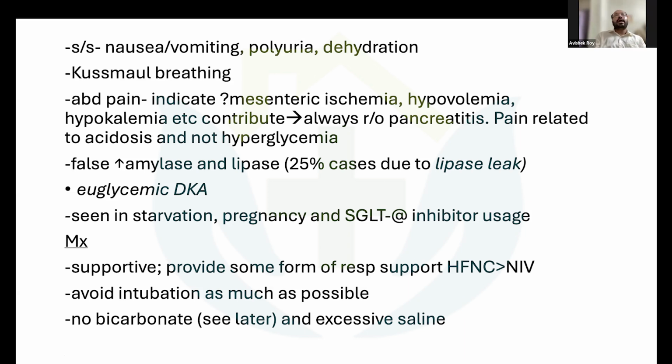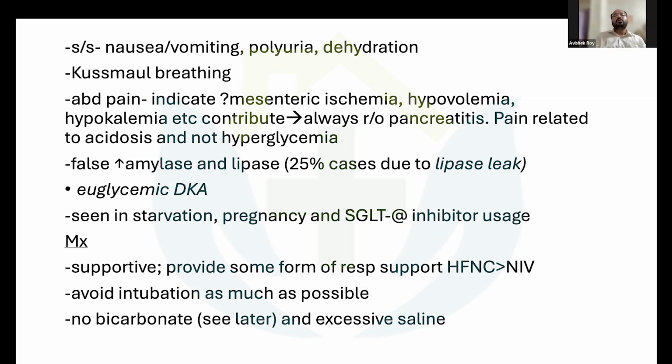The next entity, or a sub-entity of DKA, is euglycemic DKA, where you have normal or near normal sugars, slightly elevated but not in the typically higher range, but you have all the other features of DKA. That is, the ketonemia is positive and acidosis is positive. It is seen in 2 or 3 conditions. First would be the use of SGLT2 inhibitors. All the gliflozins, dapagliflozin, canagliflozin, empagliflozin, all these can cause a euglycemic DKA.